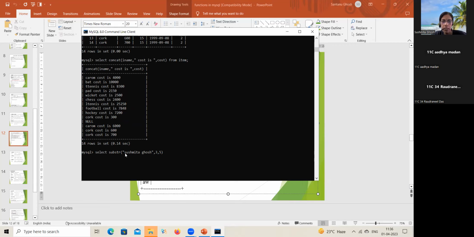3rd position. 1, 2, 3. That is where the position matters a lot. 3rd position onwards, including the 3rd always, always including the position given. 3rd onwards, 5 characters. So 1, 2, 3, 4 and 5. Rodrinil, you have taken out 6 characters. It is 5 characters, so it will be till T, not A.